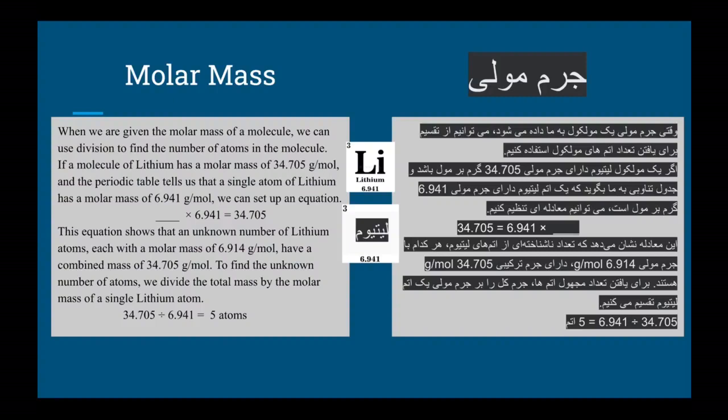This equation tells us that some currently unknown number of lithium atoms, which we are trying to solve for, have molar masses of 6.941 grams per mole for a combined mass of 34.705 grams per mole. To find this unknown number, we divide the total mass by the molar mass of a single lithium atom. Using my calculator, I found out that 34.705 divided by 6.941 equals 5. Therefore, the lithium molecule is made up of 5 lithium atoms.